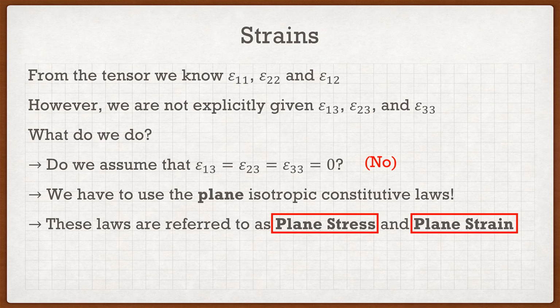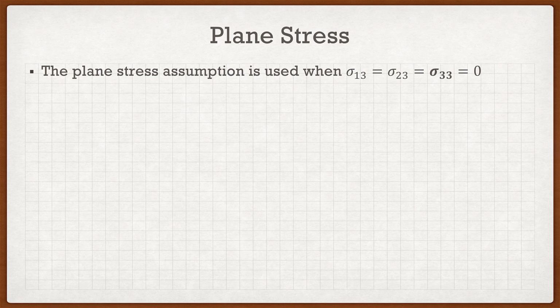Part A says use plane stress. So let's look at what plane stress is. The plane stress assumption is used when sigma 1,3 is equal to sigma 2,3, which is equal to sigma 3,3, which is equal to 0. The main takeaway here is that sigma 3,3 is going to be 0. That's key, because part A of the question wants us to tell it what sigma 3,3 is. Well, if we're using plane stress, we know that sigma 3,3 is just going to be 0. And what does this mean exactly?